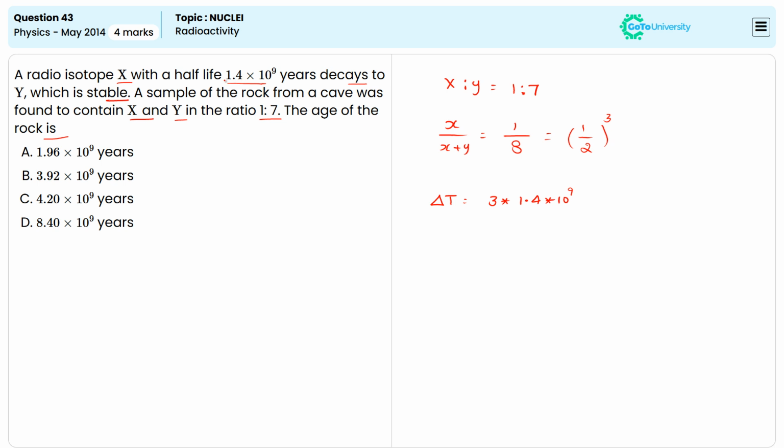That means they are given here 1 half-life, and 3 half-lives is 1.4 times 3, which is nothing but 4.2 × 10^9 years. So this one we can see in option C. Option C is our right answer.